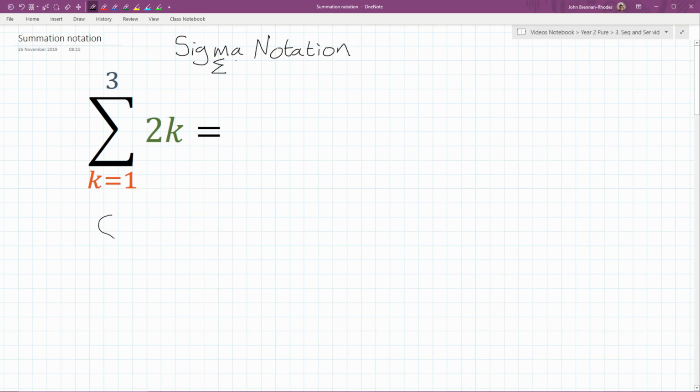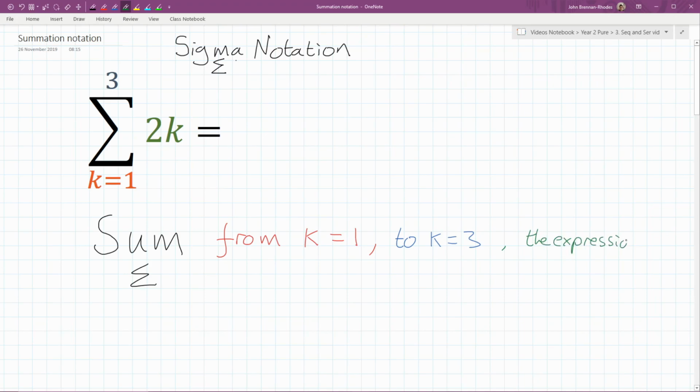And so what I've got written here is sum, from k equals 1, and that's the red part there, to k equals 3, and that goes up to the top there. The expression is 2k, and that's what this means. And we could change where we sum from. We could sum from a different number up to a different number, and we could change what we sum each time.